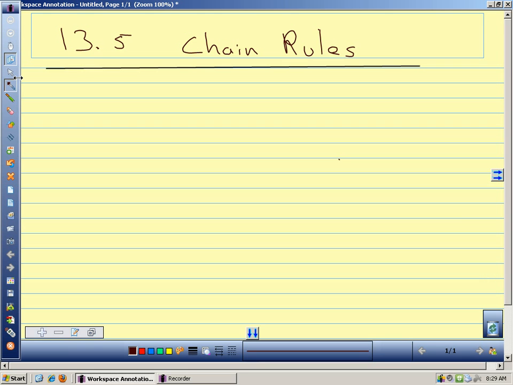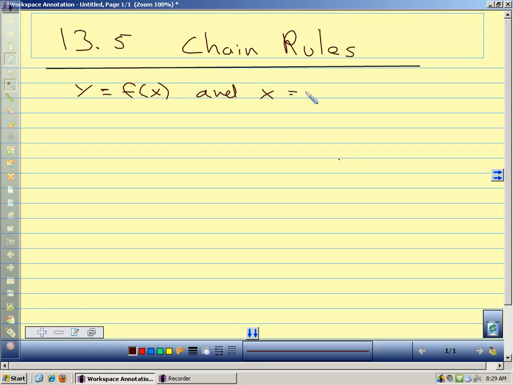So with a single variable function, if we have y equals some function of x, and x equals some function of t, the chain rule tells us that dy/dt equals dy/dx times dx/dt. So this is something that you've been using for a long time.